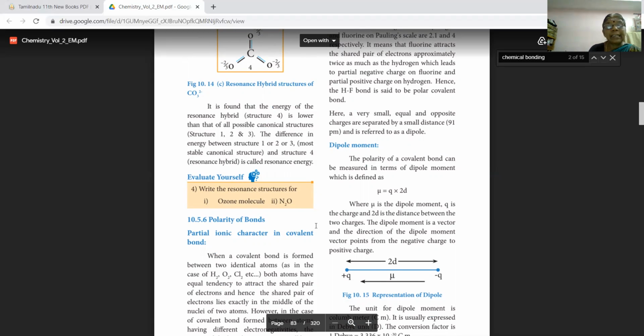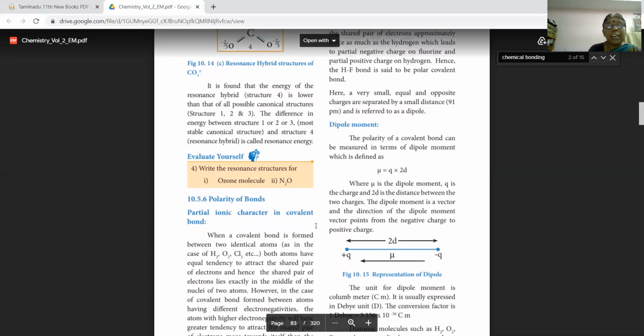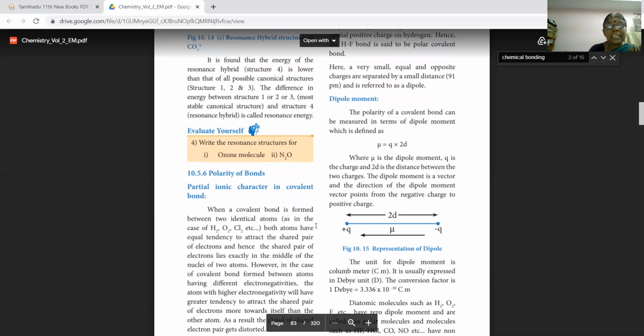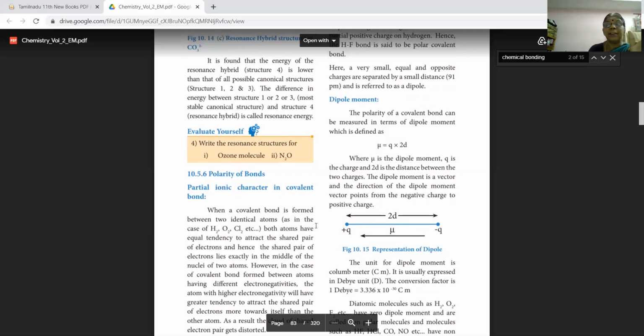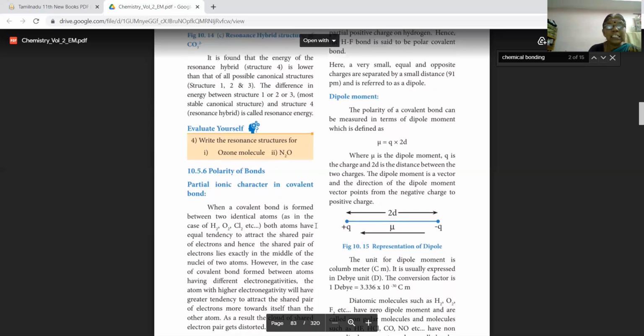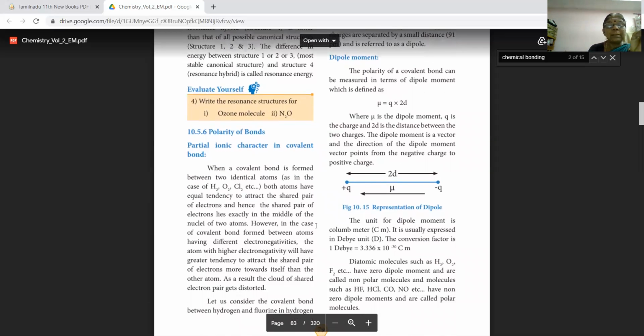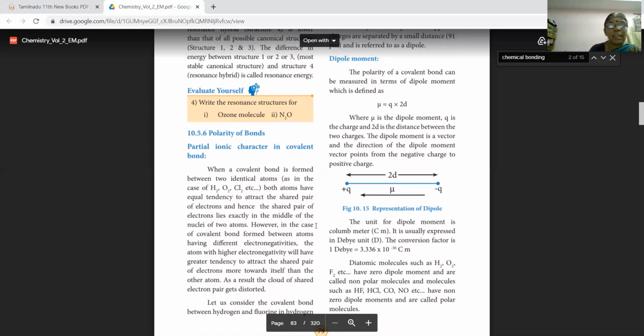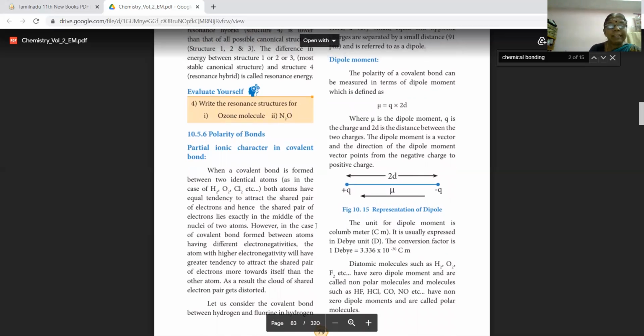The partial ionic character in covalent bond, that is when a covalent bond is formed between two identical atoms, that is hydrogen, oxygen and fluorine, both the atoms have an equal tendency to attract the shared pair of electrons, and hence the shared pair of electrons lies exactly in the middle of the nuclei of the two atoms. ரெண்டுமே ஒண்ணா எடுக்கும்போது அந்த ரெண்டு எலக்ட்ரான் என்ன ஆகும், actually those are present in the middle of those two atoms. However, in the case of covalent bonds formed between two atoms having different electronegativities, the atom with the higher electronegativity will have the greater tendency to attract the shared pair of electrons, and it moves towards itself than the other atom.